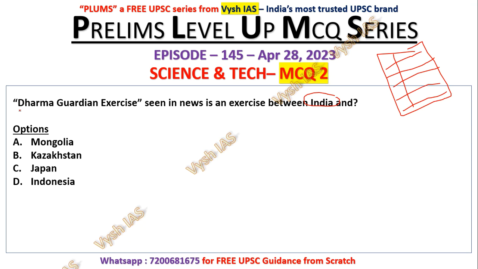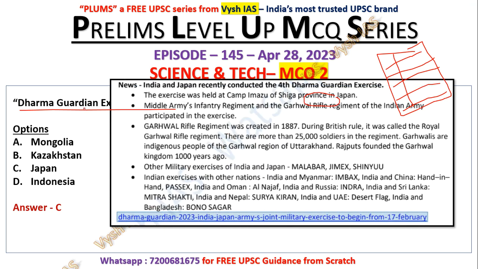So here, Dharma Guardian exercise seen in news is an exercise between India and, your answer is C, Japan. Japan and India conducted the 4th exercise this year. It happened in Japan, and these are the regiments. India's Garhwal regiment is now participating.